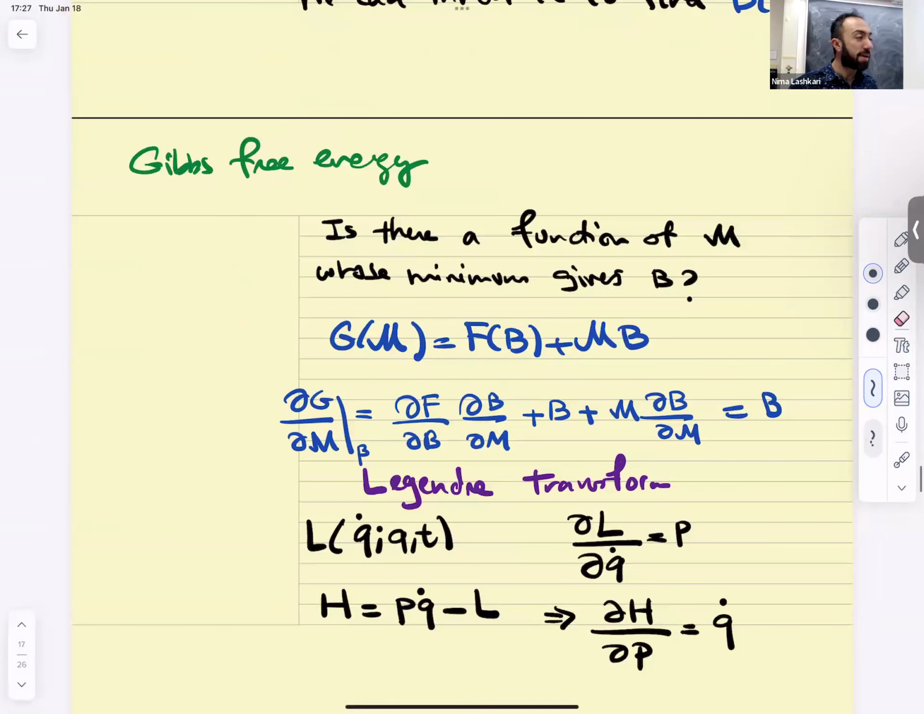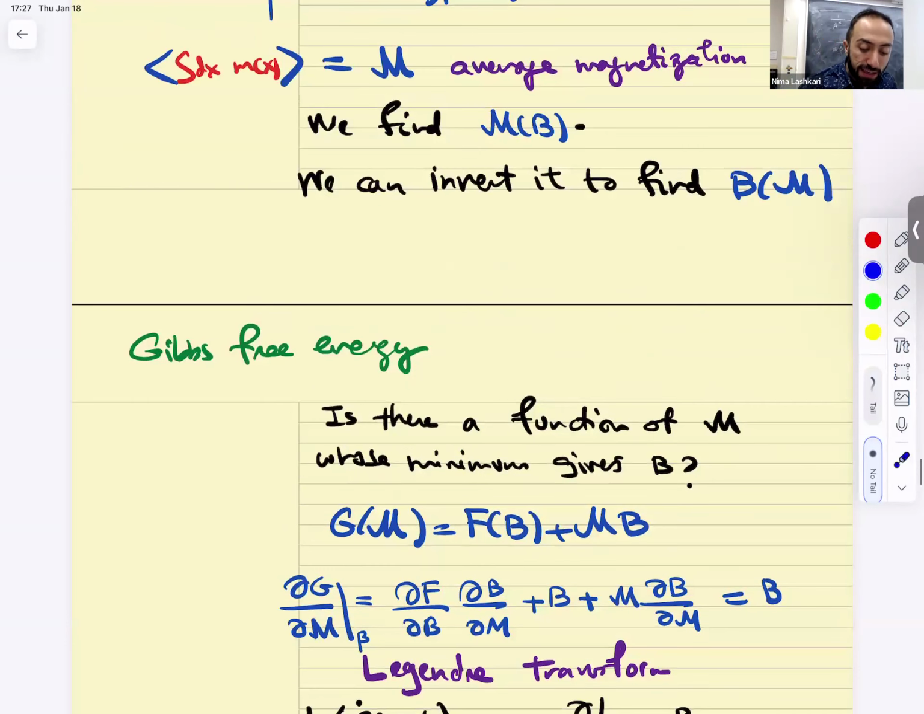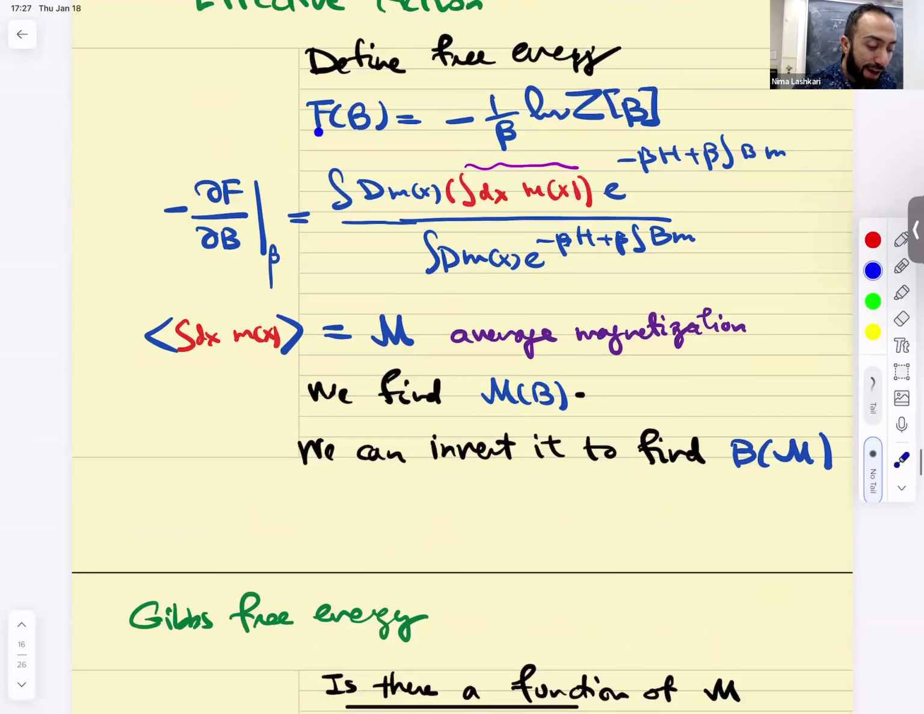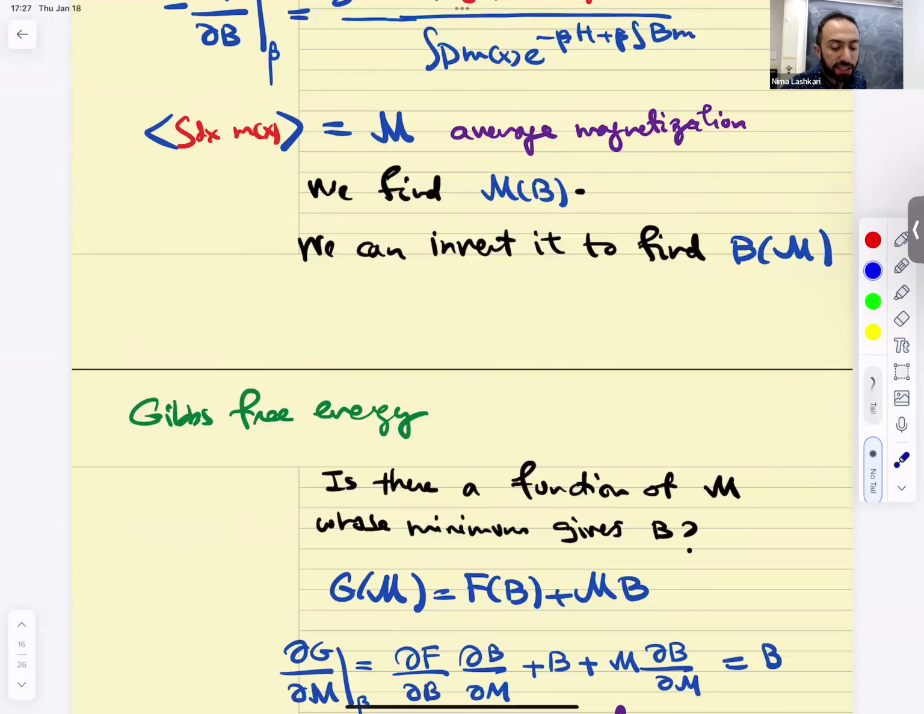Now, why is it going to be our effective action? That's because of the nature of the construction. So we'll see. The question here is, is there a function? We saw that F of B is a function whose extremization gives you M. Now here the question is, is there a function of M whose extremization gives you B?